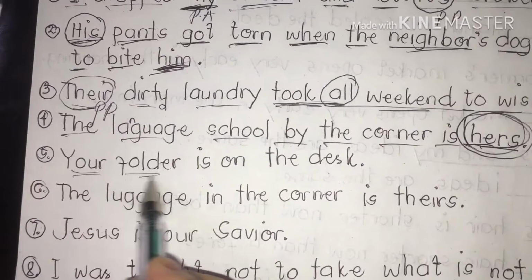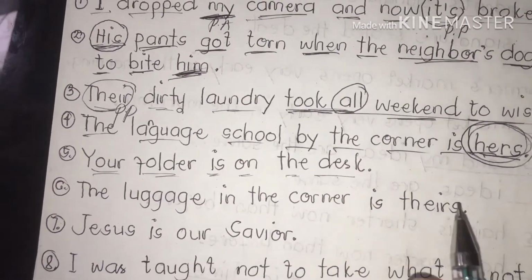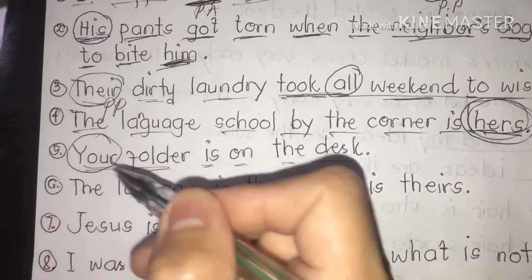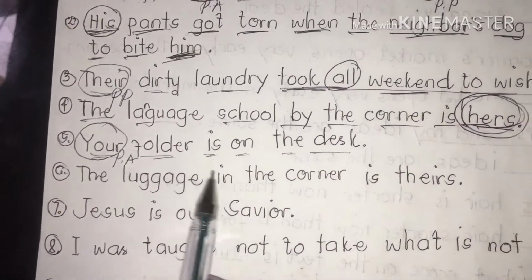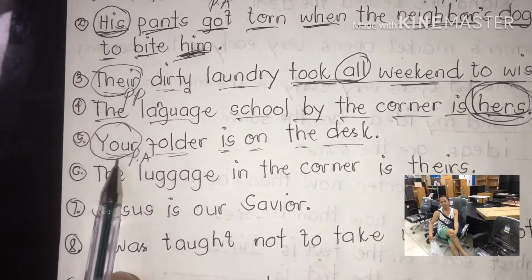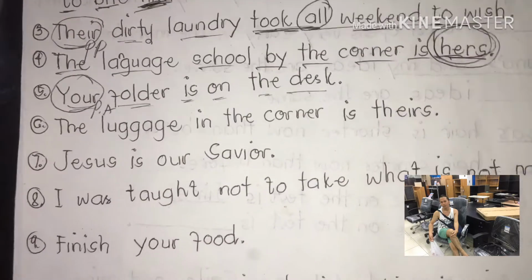Your folder is on the desk. Remember, class, in number 5 there is no possessive pronoun, but this is what we call a possessive adjective. Okay, your folder is on the desk. That means to say it shows about possessive adjectives.